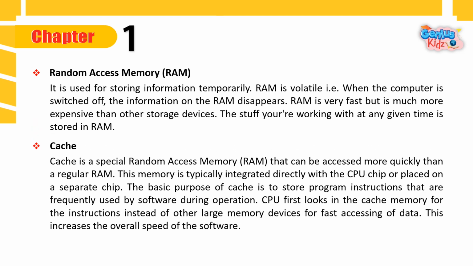Cache. Cache is a special random access memory, RAM, that can be accessed more quickly than a regular RAM. This memory is typically integrated directly with the CPU chip or placed on a separate chip. The basic purpose of cache is to store program instructions that are frequently used by software during operation. The CPU first looks in the cache memory for the instructions instead of other large memory devices for fast accessing of data. This increases the overall speed of the software.